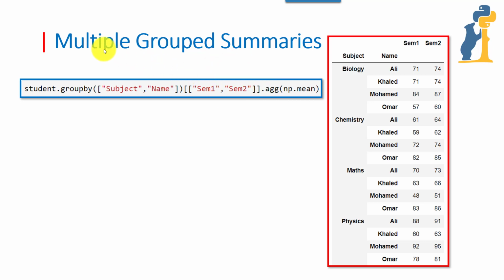If you need to do multiple grouped summaries on two columns, semester 1 and semester 2, and you do grouping by two keys, subject and name, you will write this statement and you receive this result.